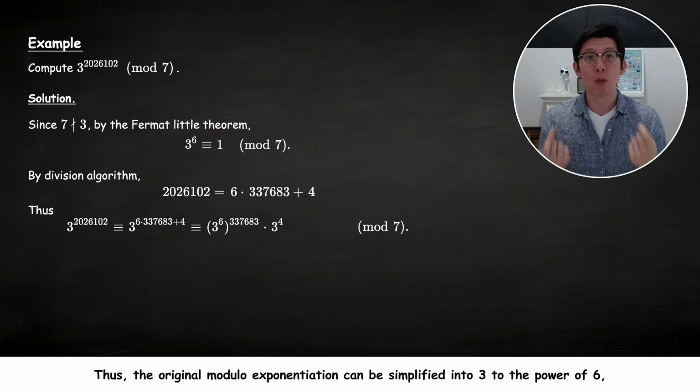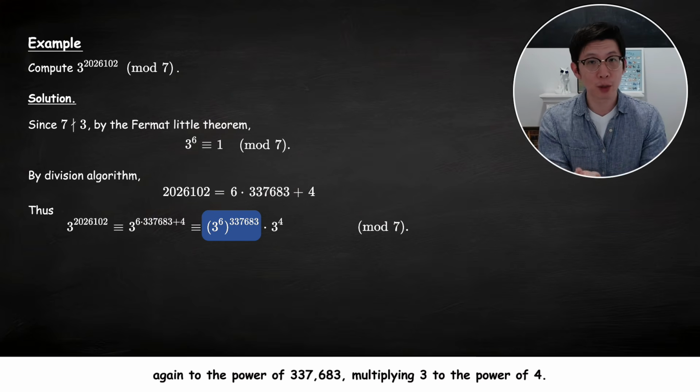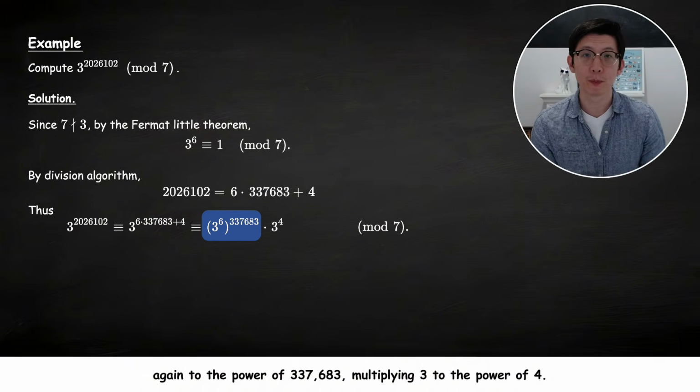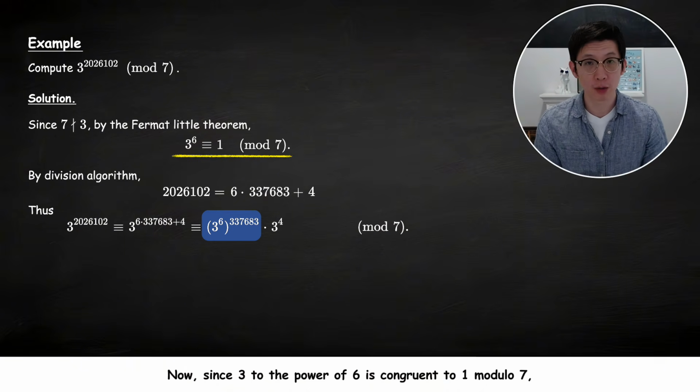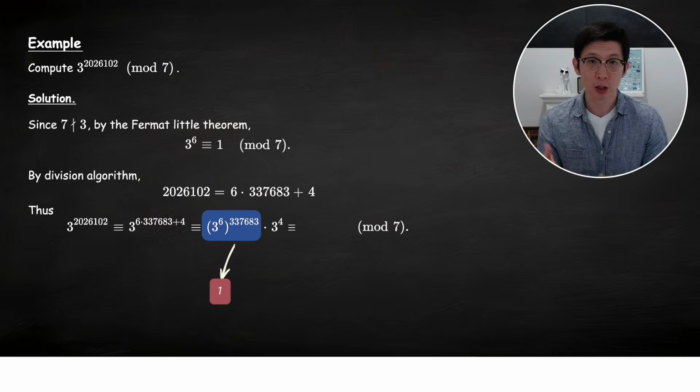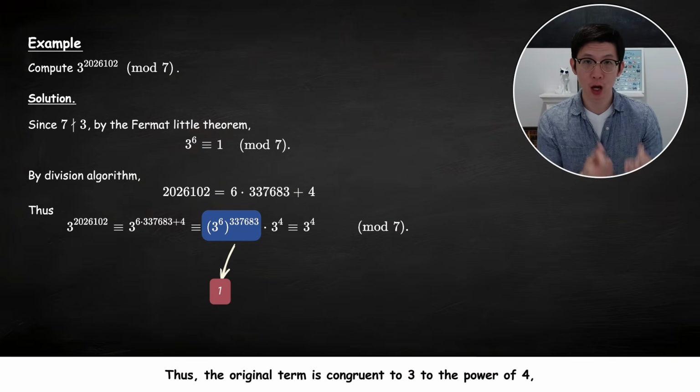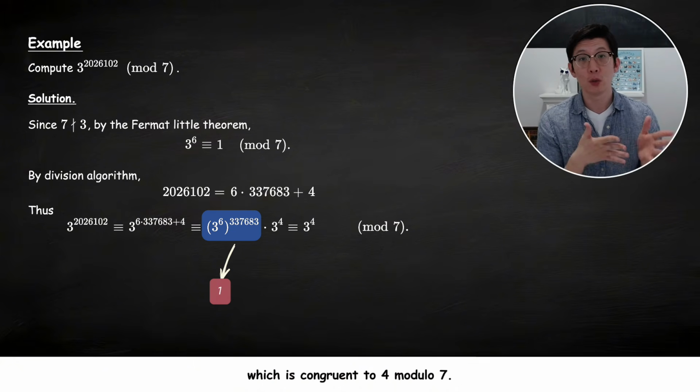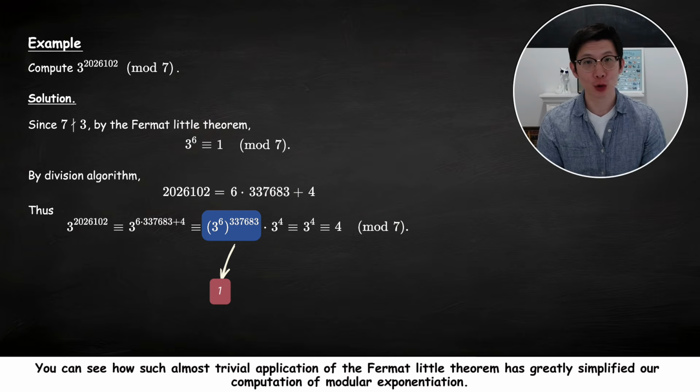Thus, the original modular exponentiation can be simplified into 3 to the power of 6, again to the power of 337,683, multiplying 3 to the power of 4. Now, since 3 to the power of 6 is congruent to 1 modulo 7, the first term is simplified into 1. Thus, the original term is congruent to 3 to the power of 4, which is congruent to 4 modulo 7. You can see how such an almost trivial application of Fermat's little theorem has greatly simplified our computation of modular exponentiation.